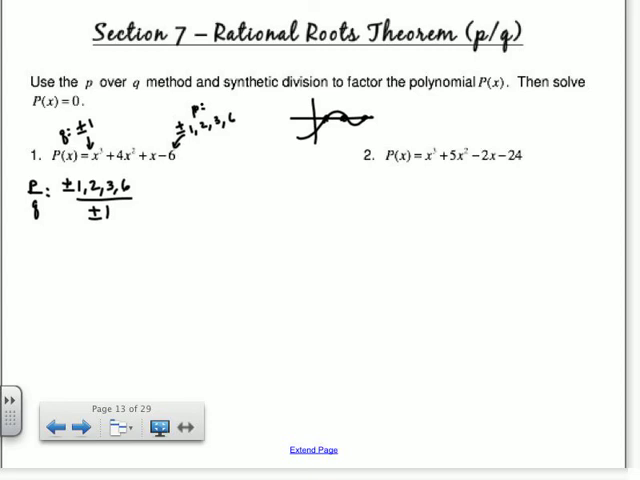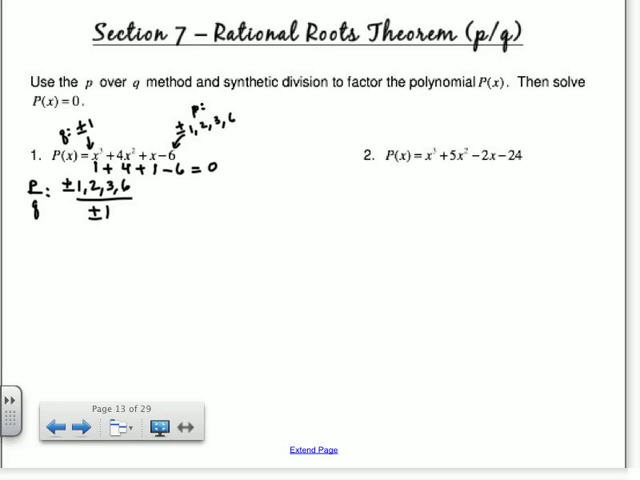And it's all over plus or minus 1, so it's just 1, 2, 3, 6, negative 1, negative 2, negative 3, negative 6. Okay, so we test these with synthetic division. Now we're finding the zeros. If you just plug in your numbers, you can check that way. The first one I always try is 1. So notice if I plug in 1, I get 1 plus 4 plus 1 minus 6. Well, that equals 0. So that means that you have the point 1, 0 on your graph. Okay, so it's going to work.